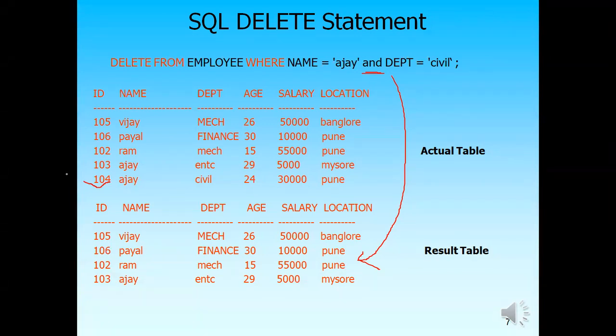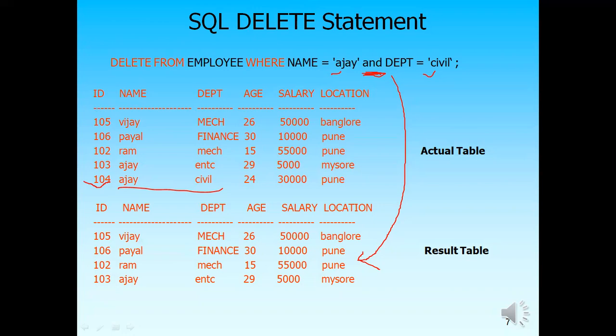So if you observe this database, there is one record which matches my criteria. Here name is Ajay and department is civil. Both the conditions should match here because we are using the logical AND operator. Because of this AND operator, both the conditions should match. My first condition is name equal to Ajay. Second condition is department equal to civil.